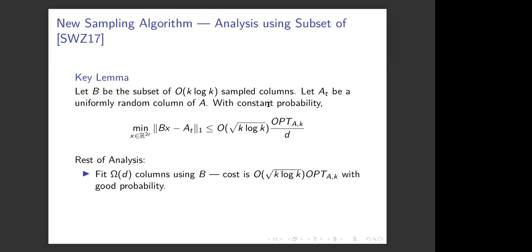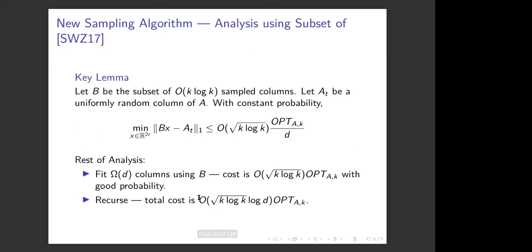In this analysis, we observed that this property holds for a constant fraction of columns. So you fit omega d columns again, and the total cost on all those columns is, the d cancels out over here. So you get O of square root k log k times the optimum with constant probability and good probability. And again, you do this same thing for log d rounds: fit a constant fraction of columns, discard them, sample, fit a constant fraction of columns, and then the total cost is this times the number of rounds, which is log d.